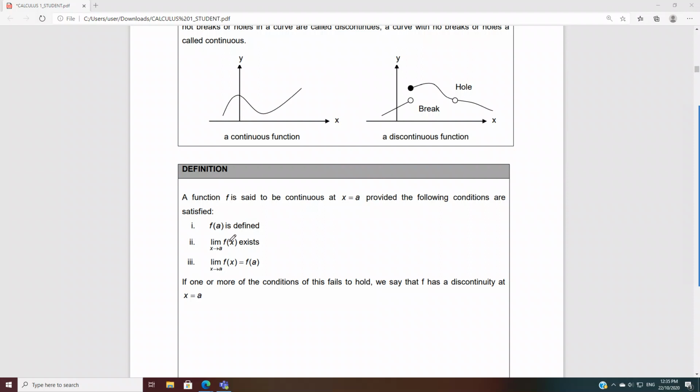Next we find the limit. So for the limit, we have to determine whether the left hand side limit and the right hand side limit have the same value or not. If both sides of the limit have the same value, then the limit of f(x) when x equals a exists. Okay, so next we look at whether number 1 and number 2 are the same. If they are the same, then we can say f is continuous at x equals a.